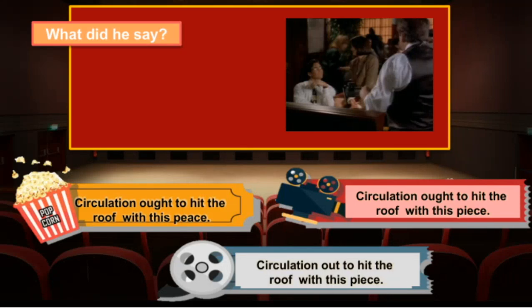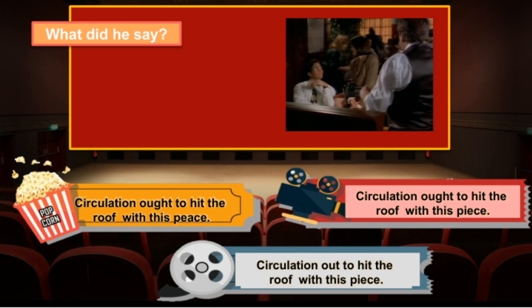So what did he actually say? Well, this slide highlights a couple of interesting phrases that play with the idea of circulation and impact. First, circulation ought to hit the roof with this piece. This suggests that we expect this particular work or piece to generate a lot of buzz, a lot of attention. It's about making sure that the circulation, meaning the distribution or reach, really skyrockets.